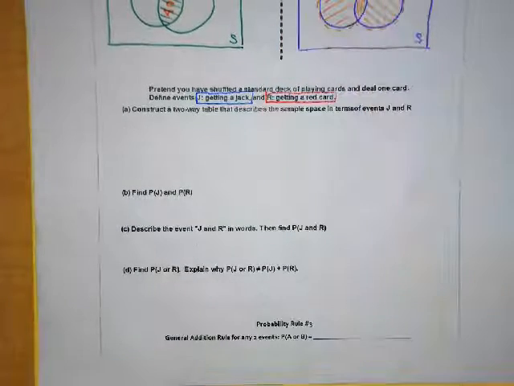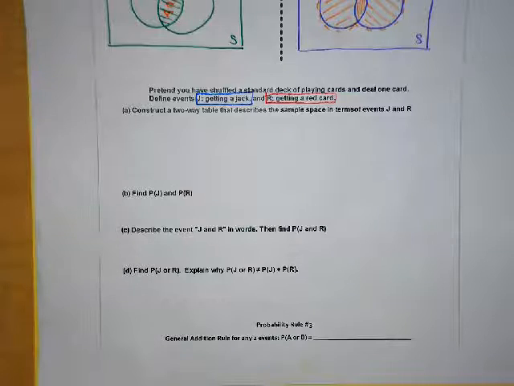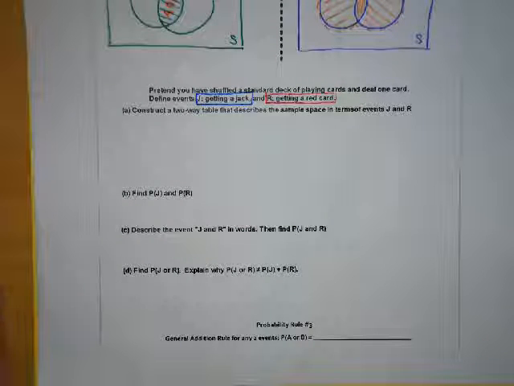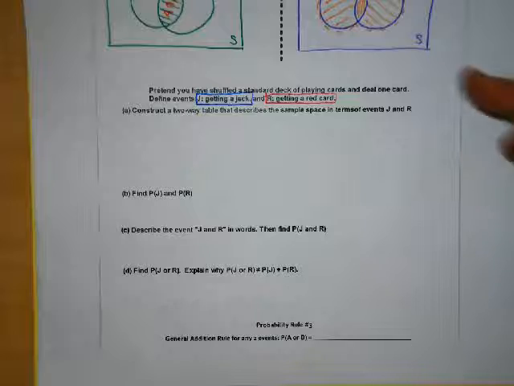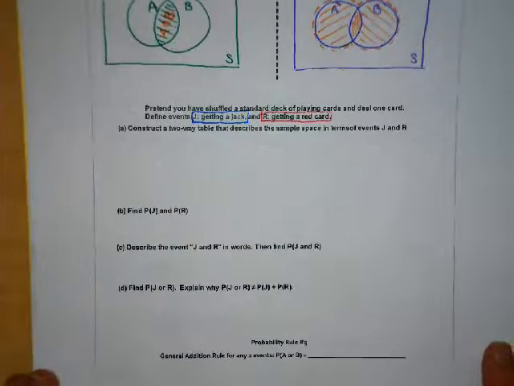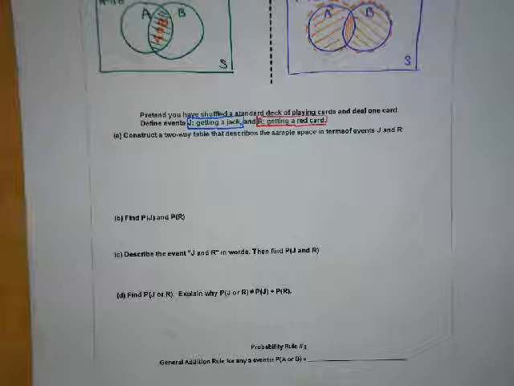Now, I told you at the beginning of this unit that we were going to learn different strategies for helping us find probability. Venn diagrams are one of them. Two-way tables are another. We're going to learn tree diagrams, and I feel like I'm still forgetting one. Anyways, we're going to learn how to make a two-way table, and in the next example we're going to use a Venn diagram.